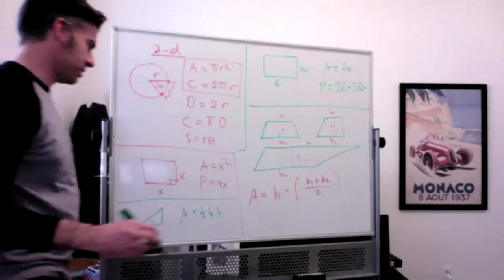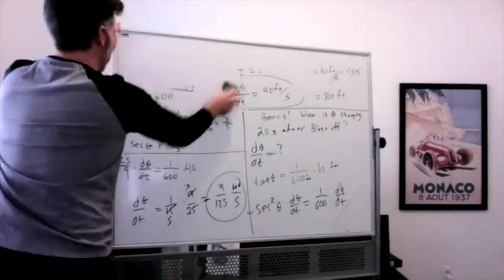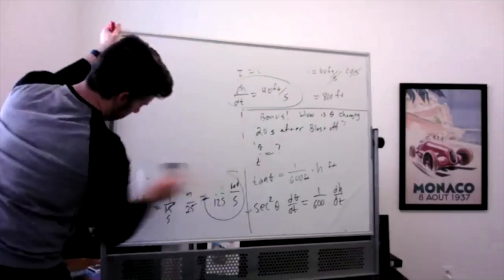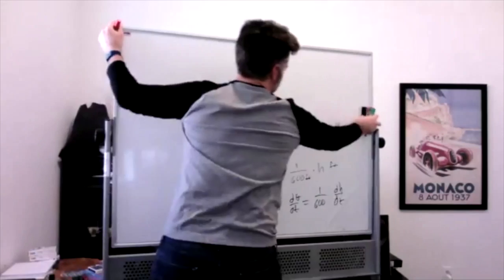And then, of course, for a right triangle, we have the Pythagorean Theorem. Sorry if this is boring, but I do think it's important. So I'm trying to get through it kind of quick.